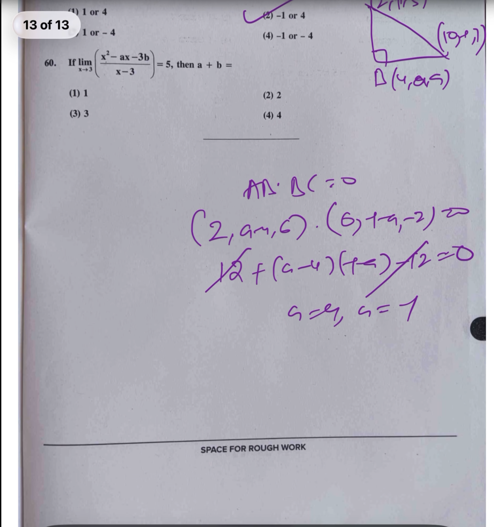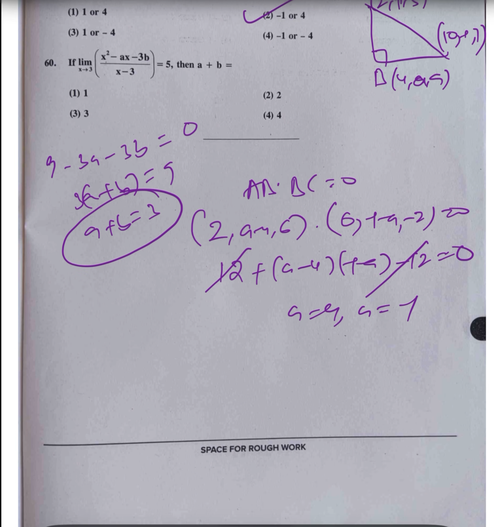Now this one, same, so that it's a finite quantity. So if I substitute, 9 minus 3a minus 3b equals 0, because to make it a finite quantity the numerator should be 0. 3 into a plus b equals 9, so that a plus b equals 3. So that is the third option. Thank you.